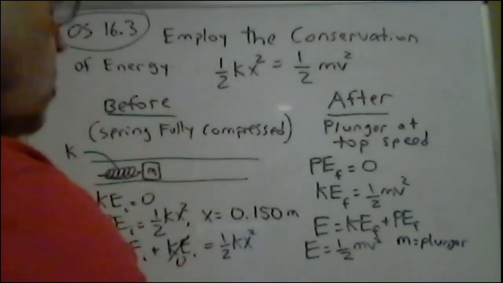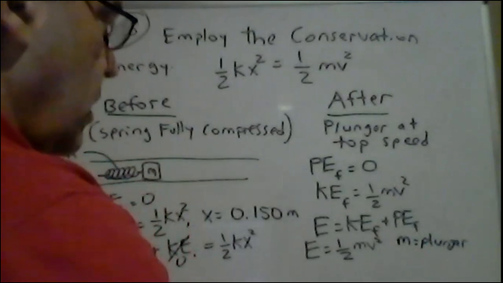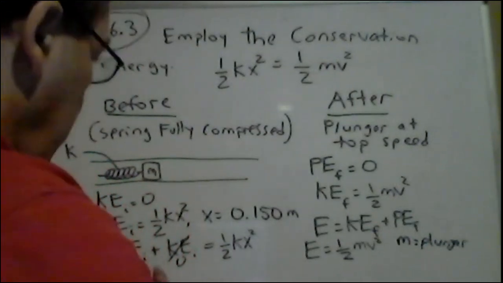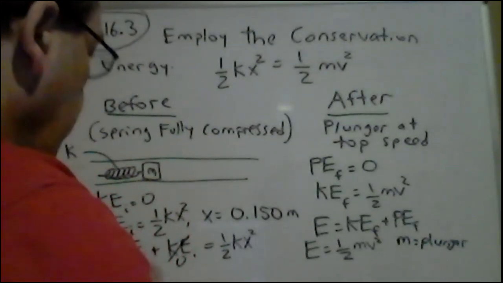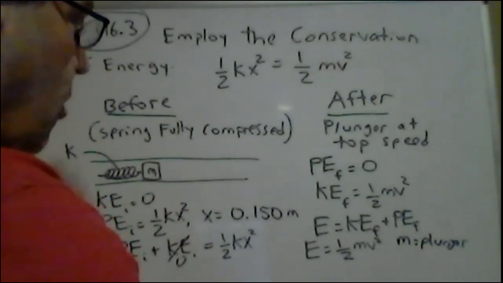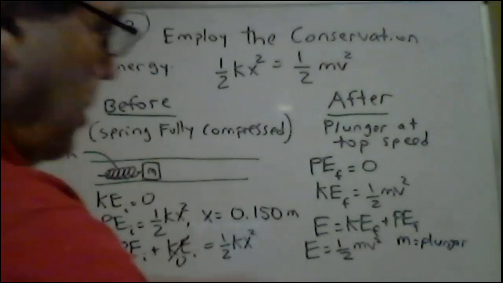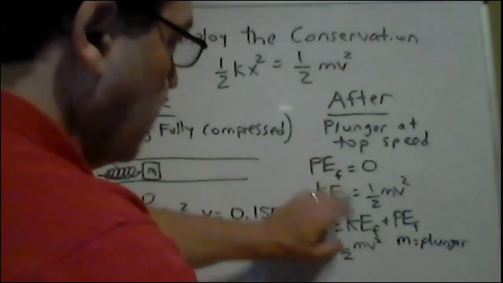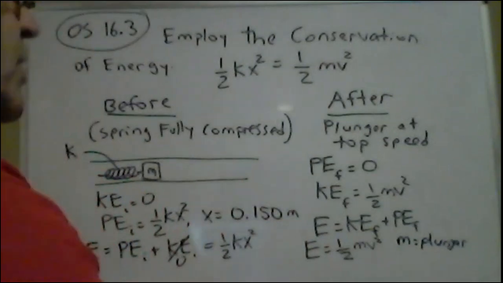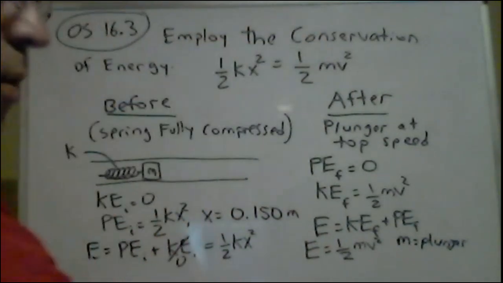In a given time, the total energy of the system must add up to the same quantity, the same total energy. Initially, there's only potential energy, no kinetic energy. At the time the plunger is shot or released, after the spring is fully decompressed, there's no potential energy anymore. Now it's all kinetic energy. But the two must equal the same total value, so I can equate these two.